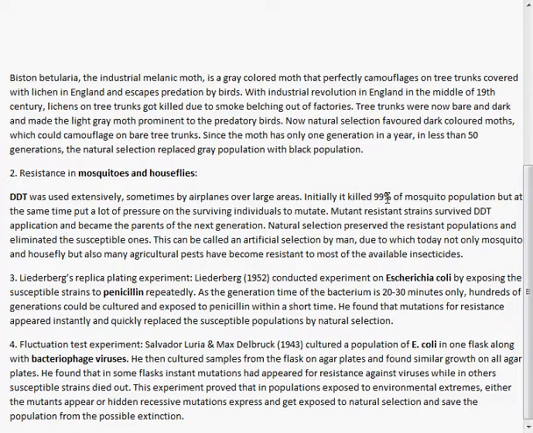Initially it killed 99% of the mosquito population, but at the same time put a lot of pressure on the surviving individuals to mutate. Mutant resistant strains survived DDT application and became the parents of the next generation. Natural selection preserved the resistant populations and eliminated the susceptible ones. This can be called an artificial selection event, due to which today not only mosquitoes and houseflies but also many insects have become resistant to most of the available insecticides.